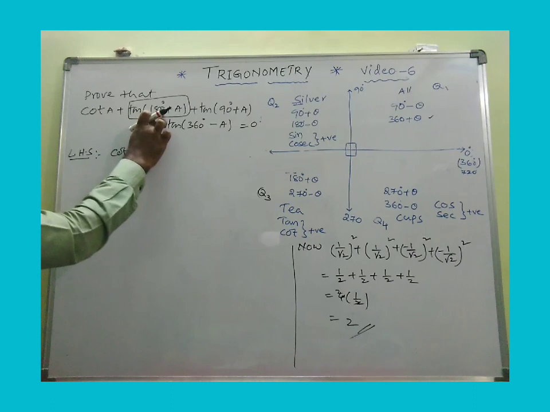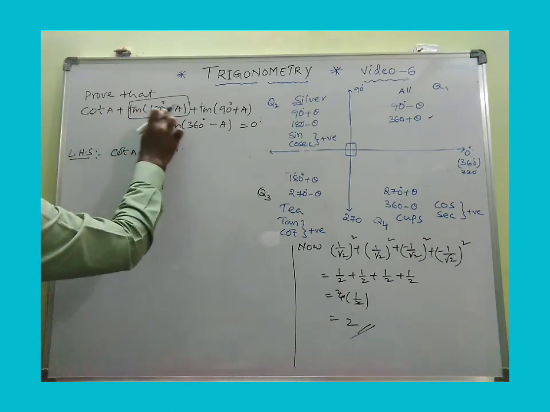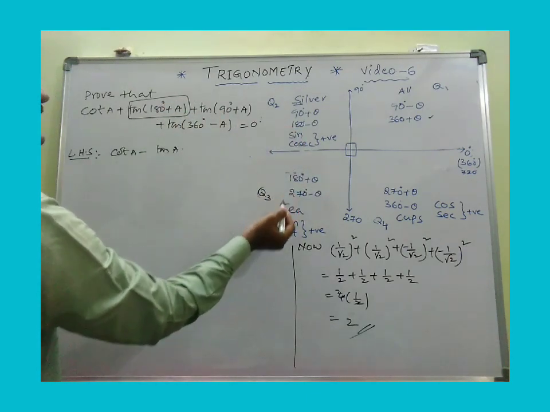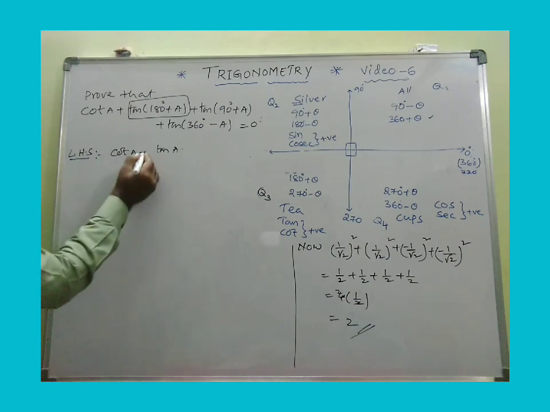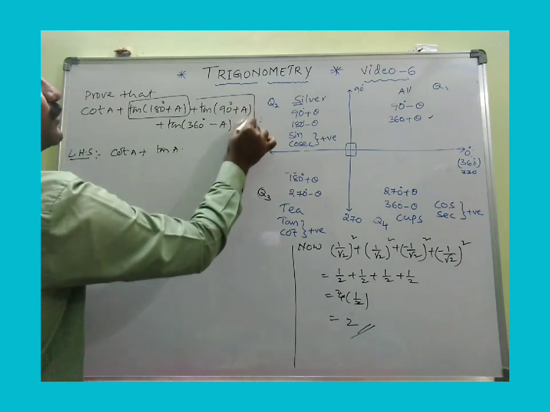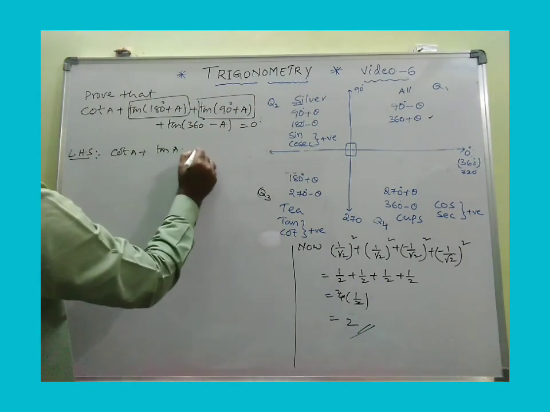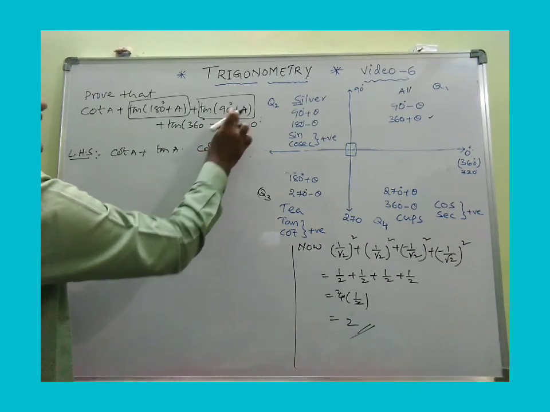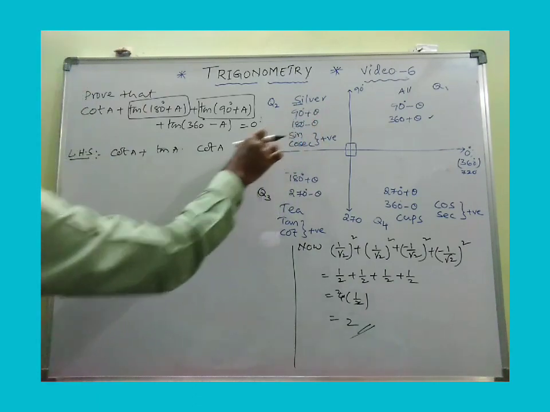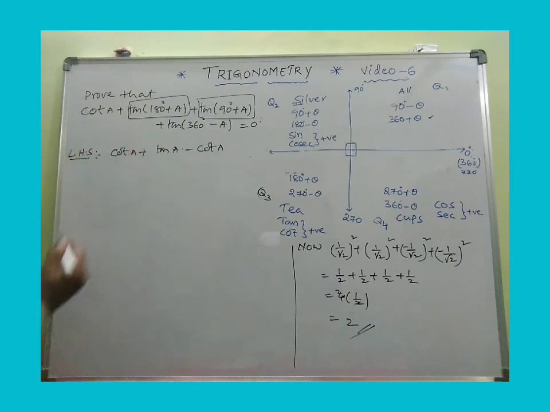Because of 180, tan remains as tan, and 180 plus theta is in the third quadrant, where tan is positive. So this is plus tan A. Now, what is tan of 90 plus A? Because of 90, tan changes into cot, the angle is A, and 90 plus theta is in the second quadrant. In the second quadrant, what about tan? Tan is negative, so let it be minus.